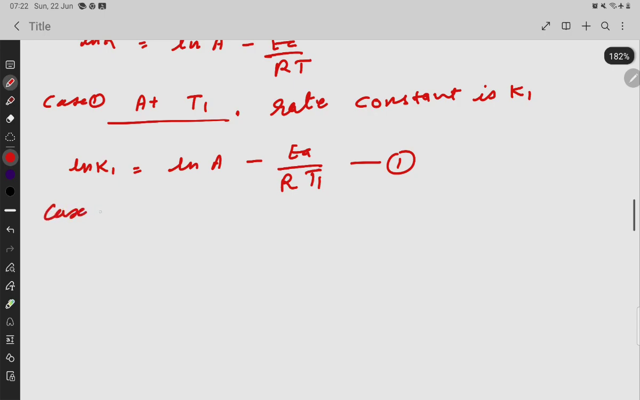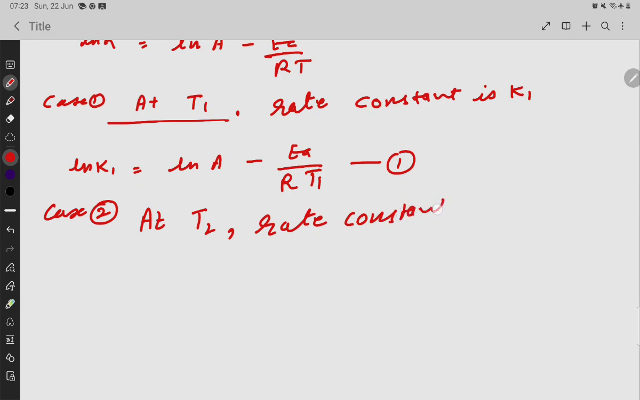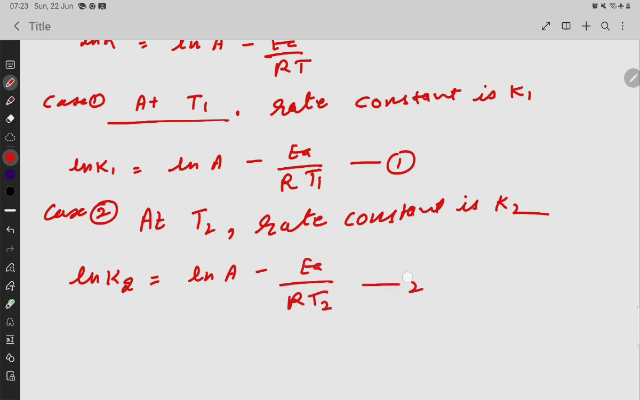Case 2. So what is case 2? At T2, the rate constant is k2. So what is there, student? ln k2 is equal to ln A minus Ea upon RT2. This is equation 2.